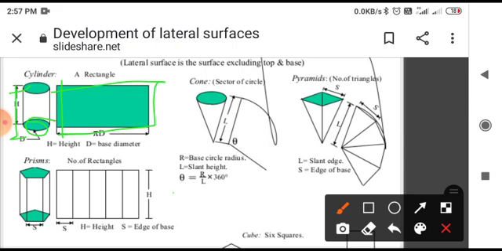Then here is a prism. A hexagonal or pentagonal prism is there, having side s. Then you can also see in this development here, there are 5 sections or 5 rectangle parts over here.